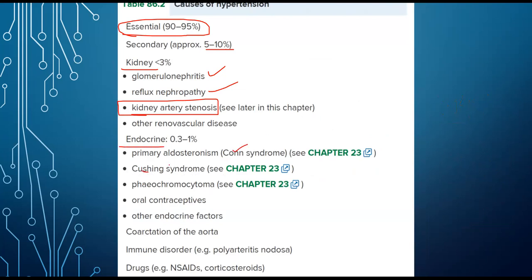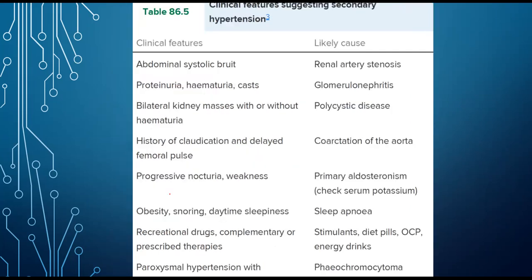Endocrine causes, like Conn syndrome, Cushing syndrome, pheochromocytoma, can cause it. If a patient is on oral contraceptive, that can cause it. Coarctation of aorta, some of the medication, especially NSAID or steroid, can cause it. So remember the name of these causes because sometimes it comes in exam.